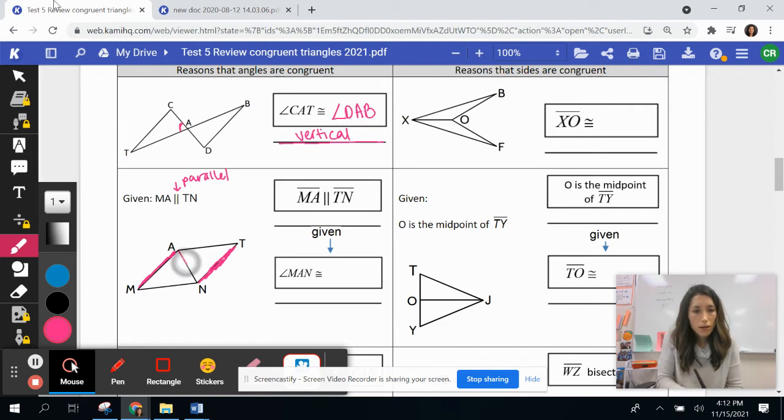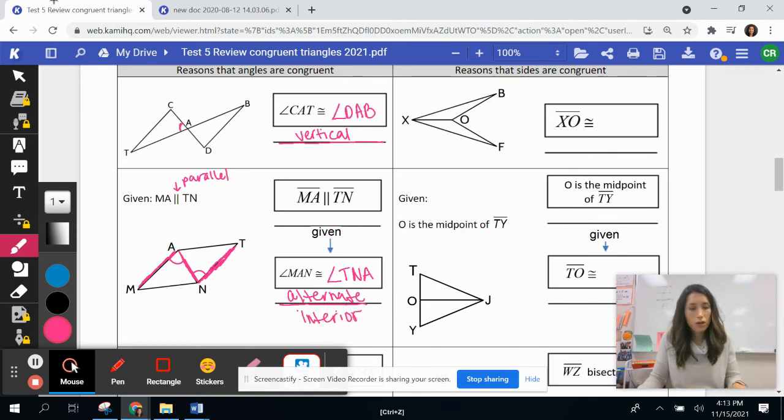So I just traced my parallel lines. I'm connecting them. And I've got angle MAN, M-A-N. Go ahead and state the angle that that's congruent to. And give the reason. Great. MAN would be TNA. And that's because they're alternate interior. We had parallel lines that were given, that gave us angles that were congruent.